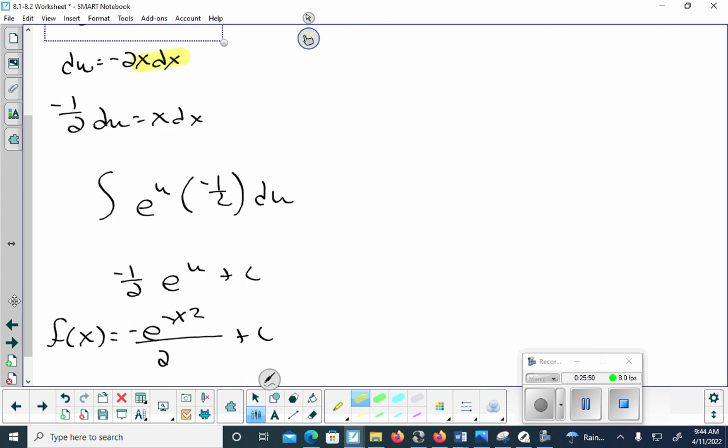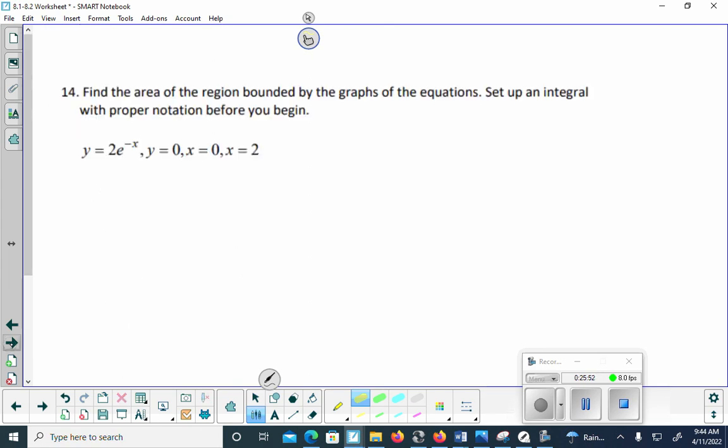The next one, find the area of the region bound by the graph of the equation. So I graphed on the calculator. You don't have to, not really, but I did. So I have this graph that looks like this. And I'm going from x equal to 0 to x equal to 2. And here's the shape of the region that I'm finding. Basically, I'm doing a definite integral of 2 e to the negative x from 0 to 2.